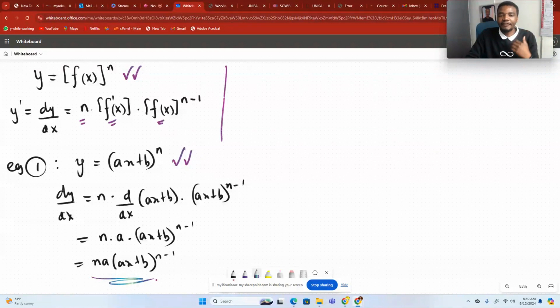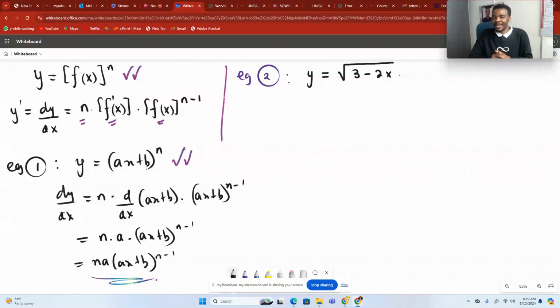Let me reinforce this concept further by means of another example. Let's call this example number two. On this example, let's say we've got y is equivalent to the square root of 3 minus 2x. How are we going to differentiate the square root of 3 minus 2x with respect to x?